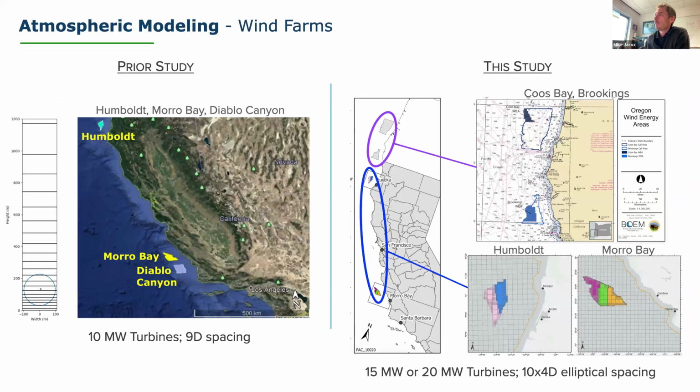This is just a little more detail on the wind energy areas, which I'm sure everyone is familiar with. But of note, relative to that prior California Energy Commission study, we've obviously updated the wind energy areas. That study was using the Humboldt and Morro Bay areas, but also this Diablo Canyon one. And we're now simulating larger turbines, with our updated understanding of the spacing of the turbines.